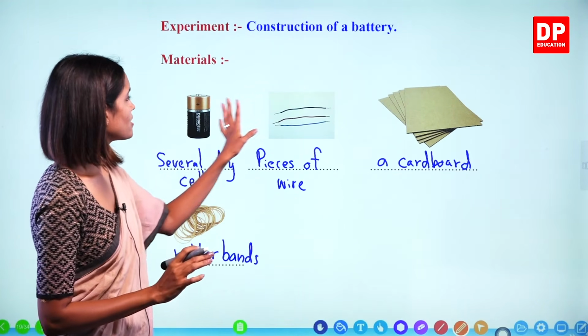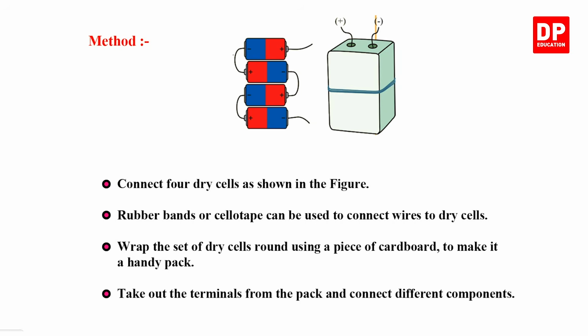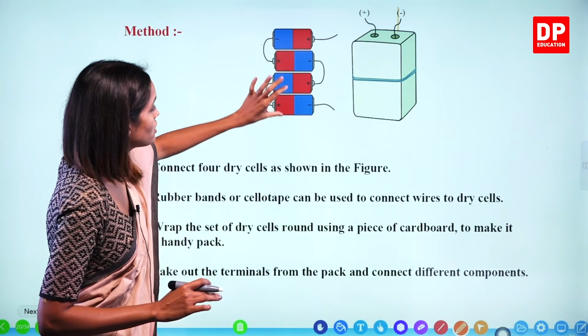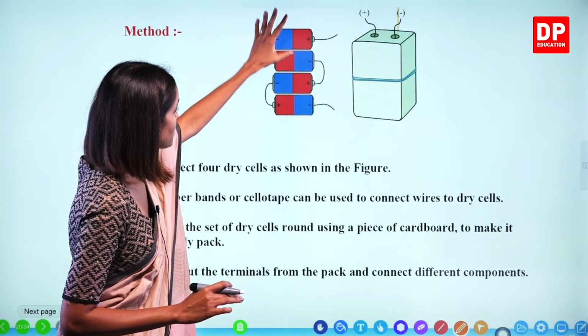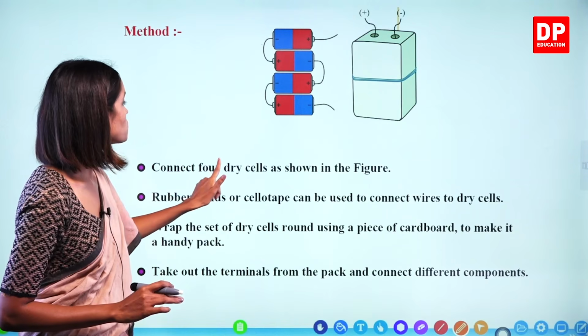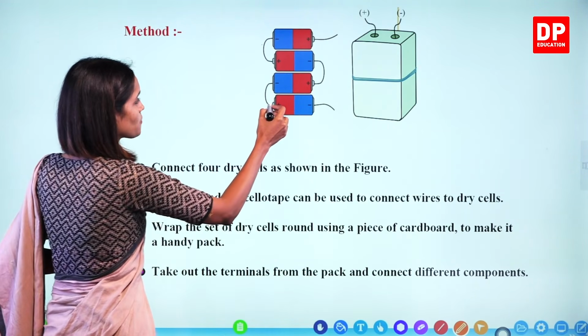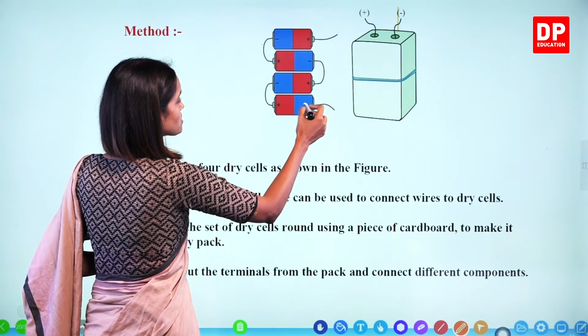So how to make a battery using this equipment? We will go see what the method is. Look at this one. You have to make a structure like this. You can use 4 dry cells and connect them with each other as given here. Connect 4 dry cells as shown in the figure. What is the method? You can say this is the positive terminal, negative terminal.